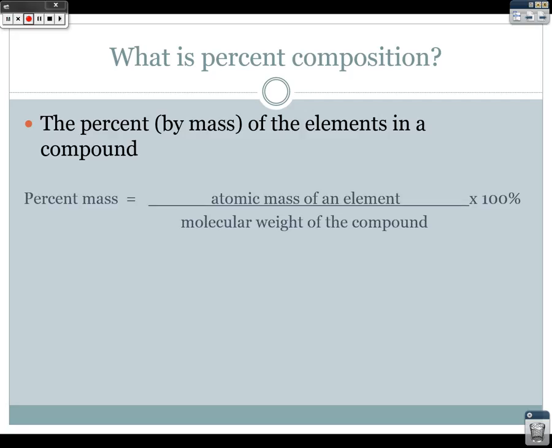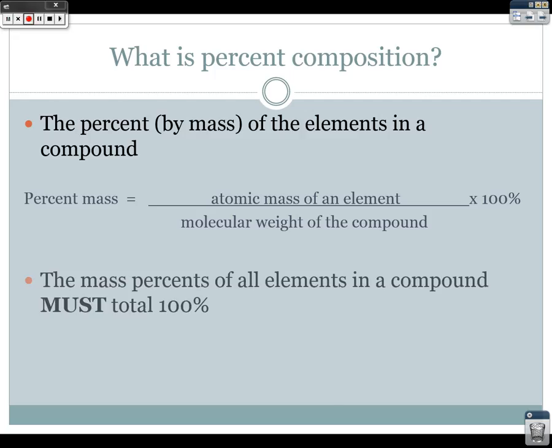And so it's the atomic mass of an element divided by the molecular weight of the compound. And keep in mind that it's the total atomic mass of the element involved. So if I have multiple atoms of the element, I need to add all of those together. And then, of course, since it's a percentage, it's going to be multiplied by 100%.